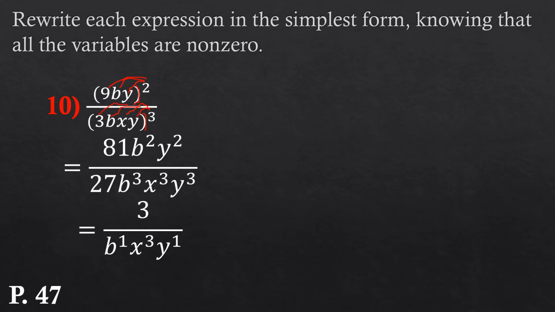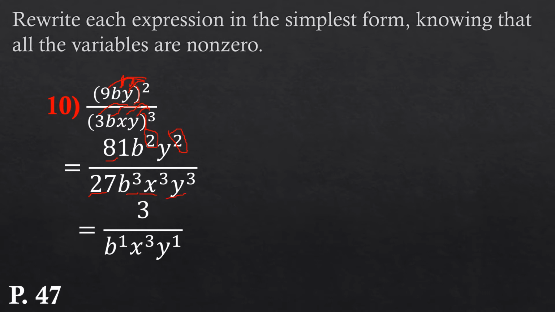9 power 2 means 9 times 9 equals 81, and b power 2. So 2 times 1, which is the power of y here is 1, and here for b is 1. Okay, so 2 times 1 equals 2, y power 2. The same thing for this, power 3. So 3 times 3 times 3 is 27, b power 3, x power 3, y power 3.